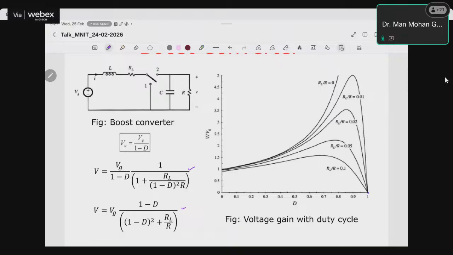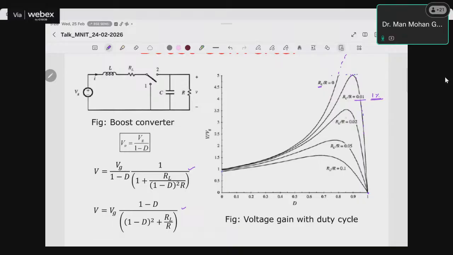So the duty cycle starts from D equal to 0 and keeps on increasing. If RL is 0, then this should go to infinity. If RL has some value, then it keeps increasing, reaches a maximum, then decreases and goes to 0. And here the RL by R ratio was 1%, so the peak was at this point, right?